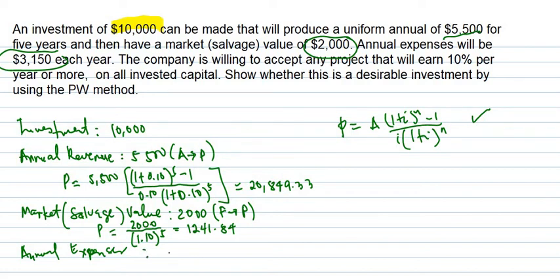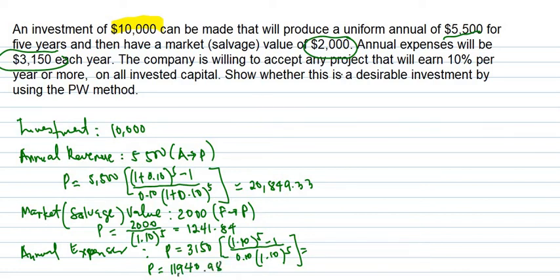So this is annual expenses. Our P is equivalent to 3150, and then we will multiply it by [1.10 raised to 5 minus 1], all over i, that is 0.10, times 1.10 raised to 5. So when we compute this, our P for annual expenses is equivalent to 11,940.98.